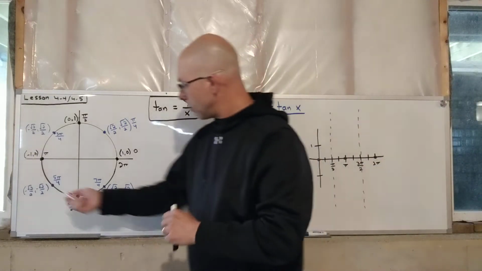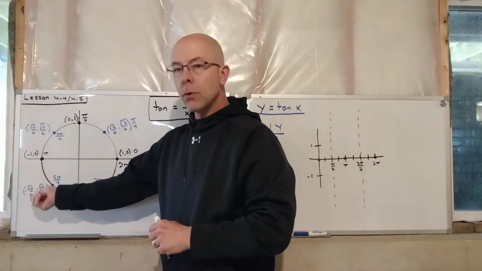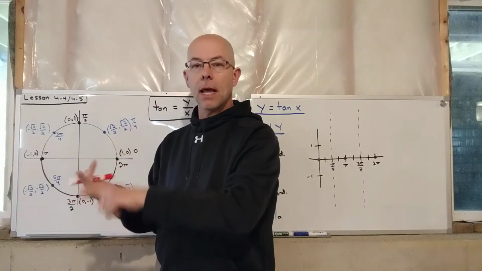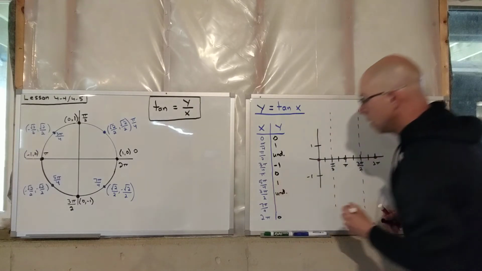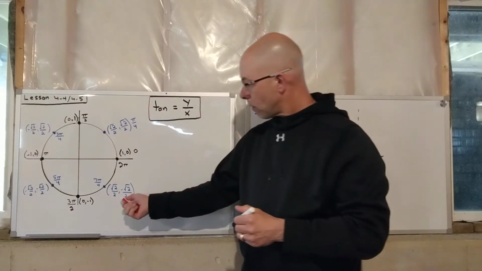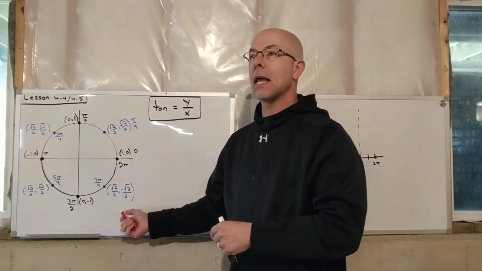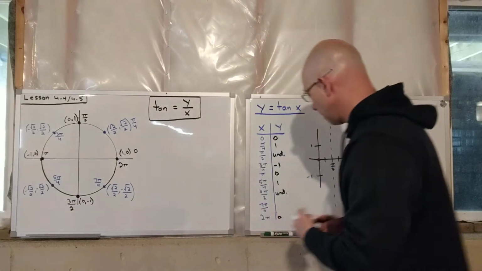When you go down to 5 pi over 4, they're both negative, so negative divided by negative is positive 1. And then 7 pi over 4, you're back to one of the 2 numbers being negative, so when you divide them, you get negative 1.